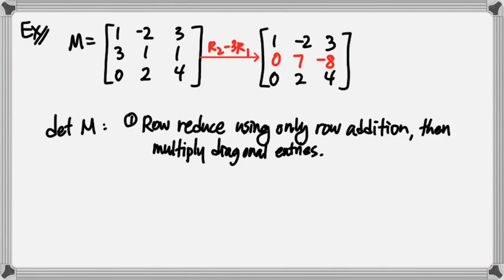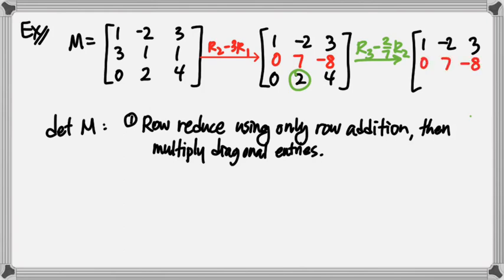And then if I want to clear out that 2 that's still below the diagonal, what I can do is take, all right, here comes some fractions, unfortunately. Row 3 minus 2/7 row 2. And that should be enough to cancel out a 2 using a 7. Top rows remain the same. My middle row, 0, 7, negative 8. And my bottom row, 0, 0.